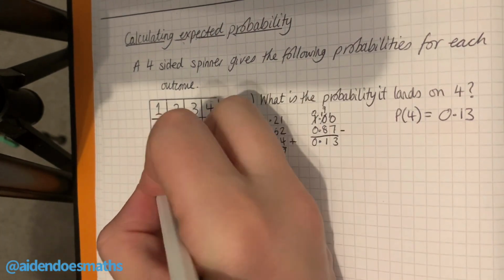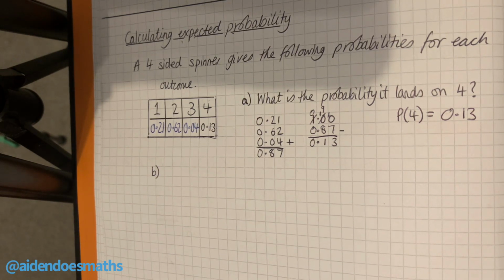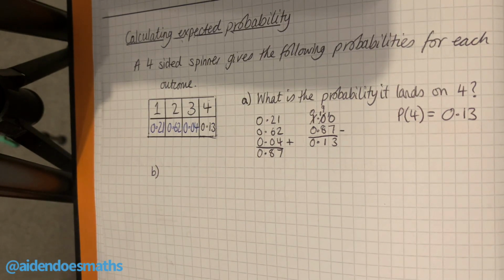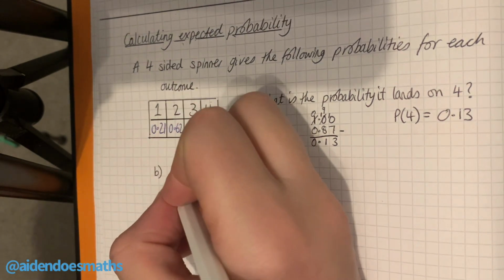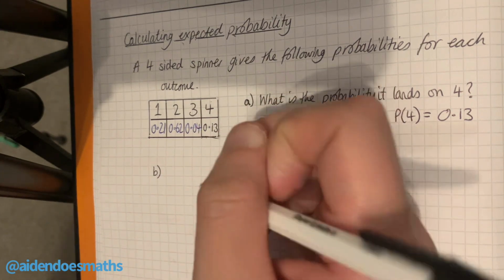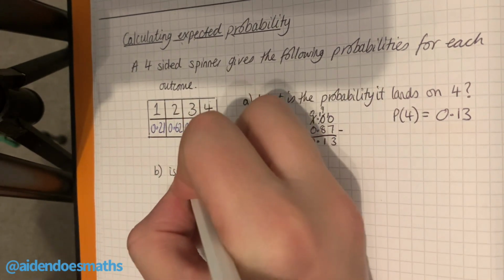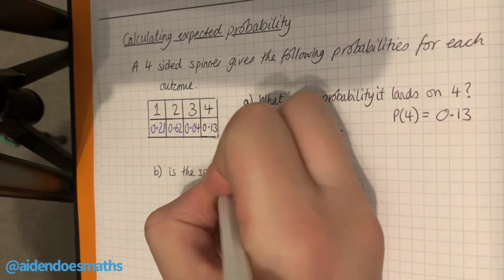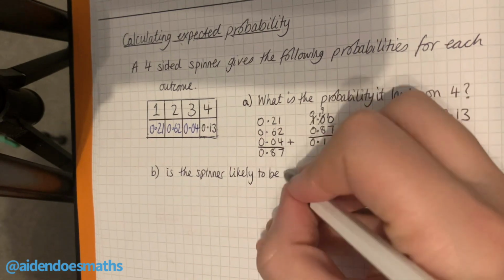Okay. Something else we can look at with this expected probability, based on the probabilities given, is bias. And if we know what bias means, it basically means whether, in this case, the spinner is fair. If something is biased, it means it's not fair. So question B is simply, is the spinner likely to be biased?